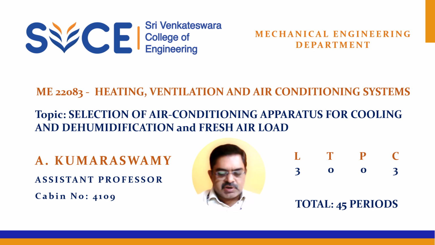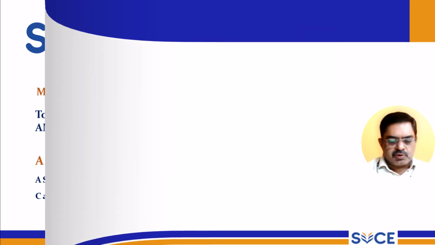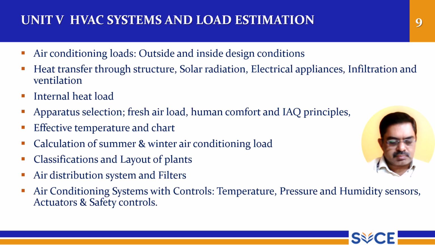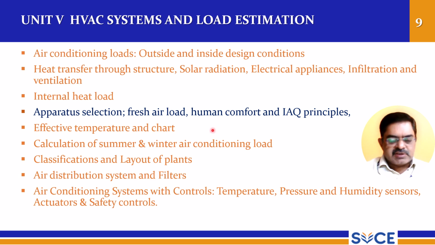In this unit number 5, we will see the apparatus selection and fresh air load. I have divided this topic into two subsessions. In the first subsession we will see the apparatus selection and then fresh air load. This is the content of unit number 5. In the next subsession, we are going to see human comfort and IAQ principles.